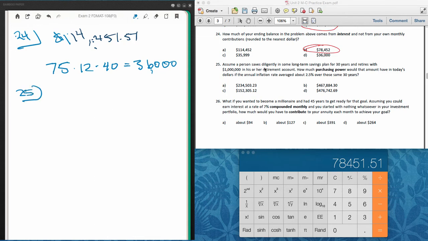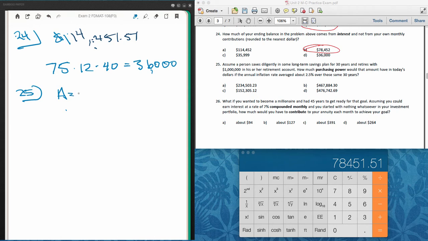Assume a person saves diligently for a long-term savings plan for 30 years and then retires with $1 million in his or her retirement account. Good for them. How much purchasing power would that amount have in today's dollars if the annual inflation rate averaged about 2.5% over that same 30 years? Okay, so first off, what we want to do with our calculation is compounded annually, okay? For interest, you got to remember that.